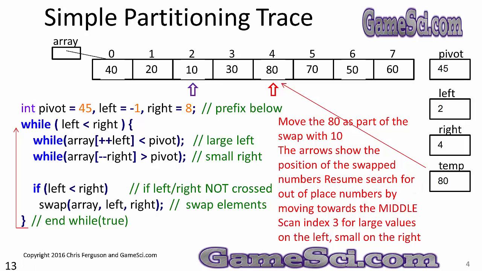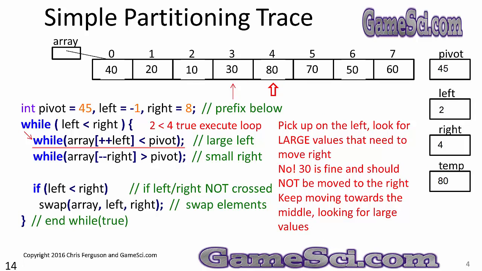Let's resume the search for out-of-place numbers by moving towards the middle. We are going to scan index 3 here for large values on the left and small values on the right. 2 is less than 4. That is a true statement, so we're going to continue the execution of the loop. Pick up on the left. Look for large values that need to move to right. Looking at this 30, no, it's fine. It should not be moved to the right.